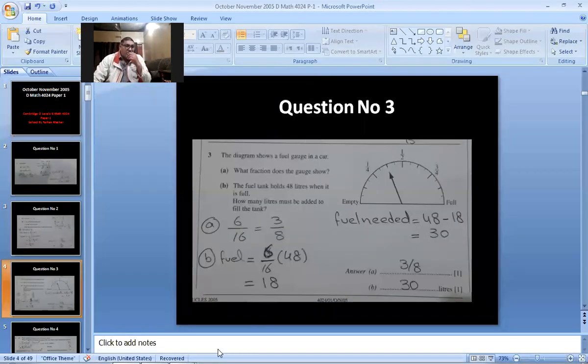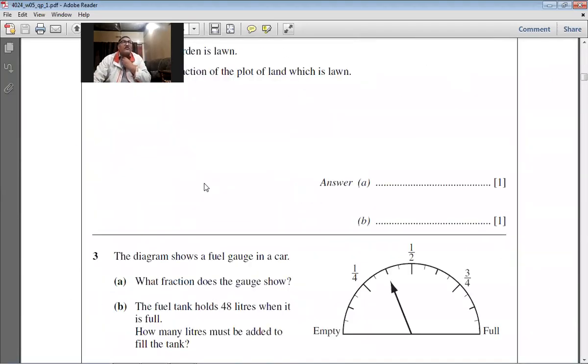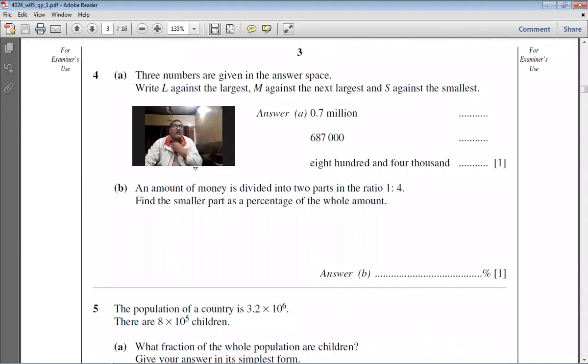Okay, so the next question, that was question number 3. Now we are going to question number 4. Here 3 numbers are given in the answer space. Write L against the largest, M against the next largest, and S against the smallest. So here we have 3 numbers: 0.7 million, 687,000, and 804,000. Okay, so that's the A part.